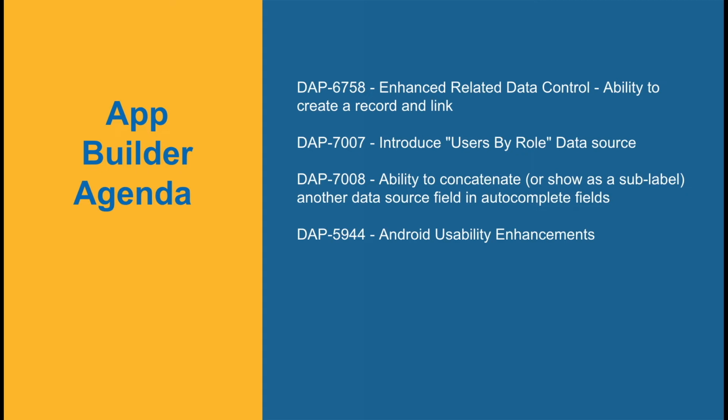This morning I'm going to go over some of the enhancements that we have added to App Builder, including an enhanced related data control, users by role data source, an ability to concatenate two fields from a data source into an autocomplete field, as well as some improvements to Android.